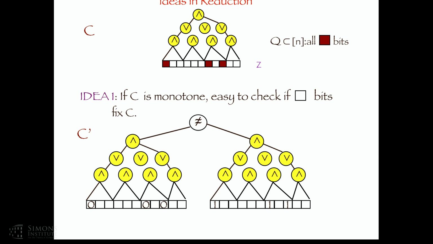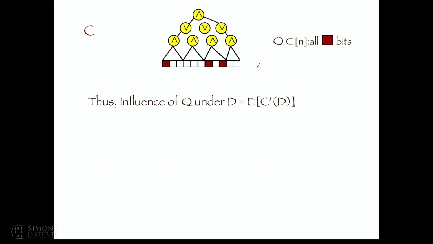Now, since C is a monotone function, if the coordinates in Q could actually change the value of the function, then these two outputs have to be different, right? Because it's monotone. And note that if C is a low depth circuit, then C prime is also a low depth circuit. So what we have seen is that the probability that Q can change the value when the white bits are sampled from some distribution D is exactly the expected value of this circuit C prime that we constructed with the not-equals check.